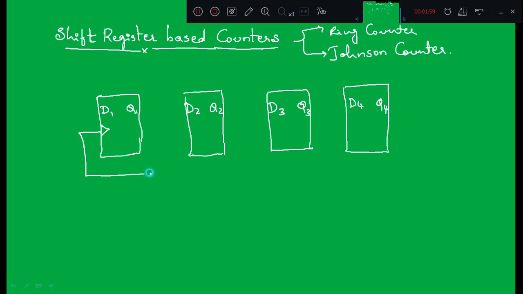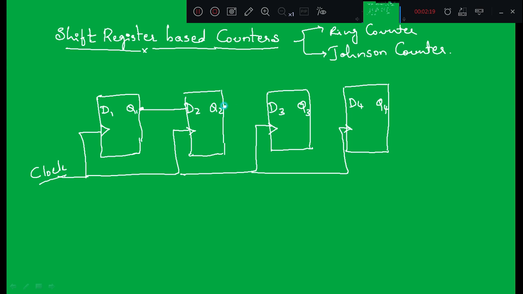So here it is a synchronous shift register. Why is it called a synchronous shift register? Because the control inputs of all flip-flops are shorted together and connected to a common signal called clock, and the output of one flip-flop is connected to the input of the next flip-flop, right? And this is also called a ripple binary counter, right?